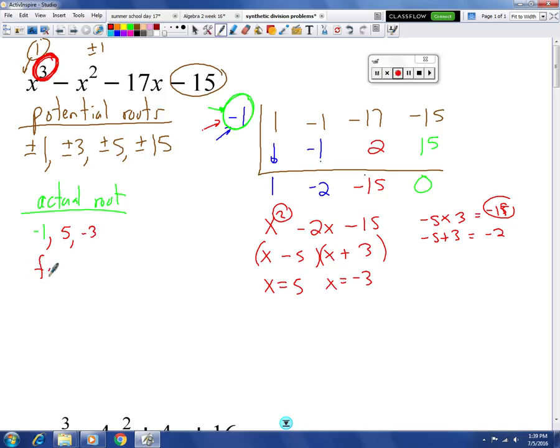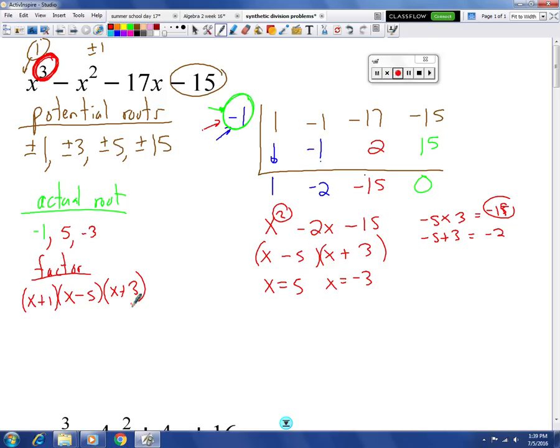And depending what your problem is, most times when you're doing this kind of problem, you're probably finding roots, not factors. But we can change these to factors. The negative 1 means one of our factors is x plus 1. The 5 as a root means our other factor is x minus 5. And the actual root of negative 3 means our other factor is x plus 3. Okay, so there's my 3 factors.